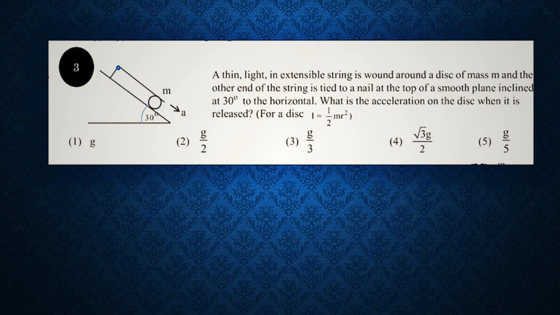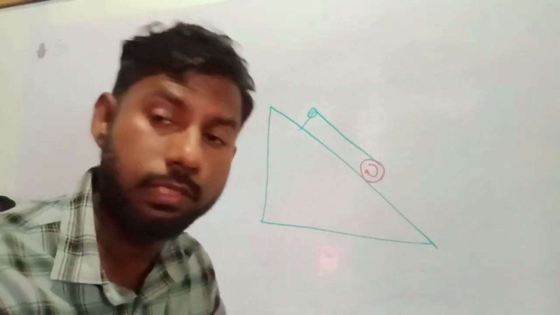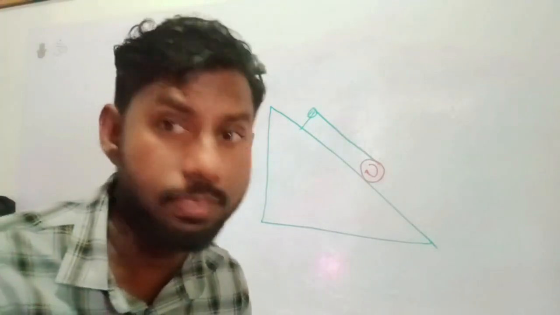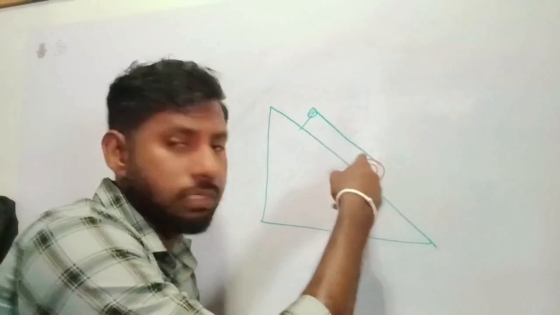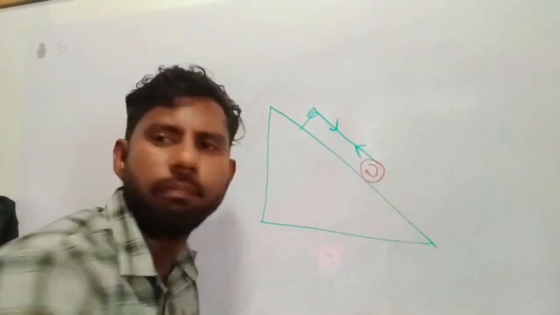A thin light inextensible string is wound around a disc of mass m, and the other end of the string is tied to a nail at the top of the smooth plane inclined at 30 degrees to the horizontal. What's the acceleration of the disc when it is released? Right. So here actually we need to consider the rotation. Yes, you might assume that there's no friction, so it won't rotate or something like that. Yes, but it's not, because of this connection with the wire. So there will be a rotation.